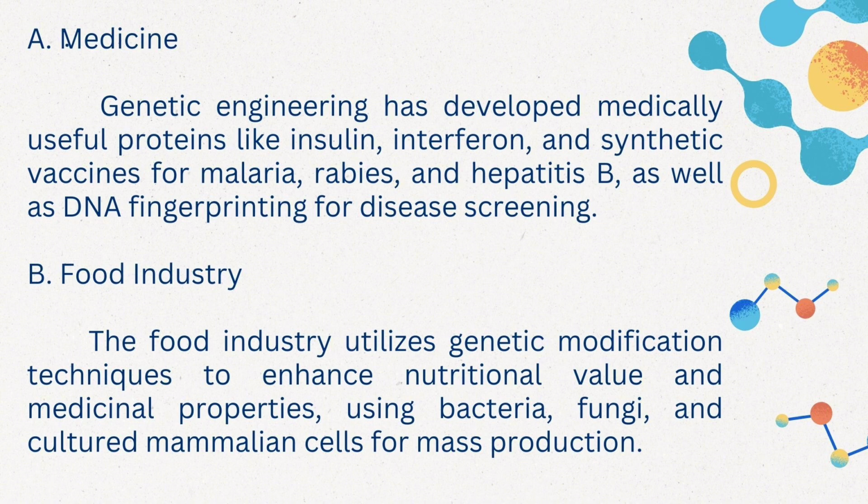So the next is food industry. Food can be genetically modified to have more proteins or other enzymes, improving the nutritional value and even medicinal properties of these products. Bacteria, fungi, and cultured mammalian cells are used to mass produce these products. Examples of economically important biological products is the ethanol. It is the intoxicating agent found in beer, wine, and liquor.